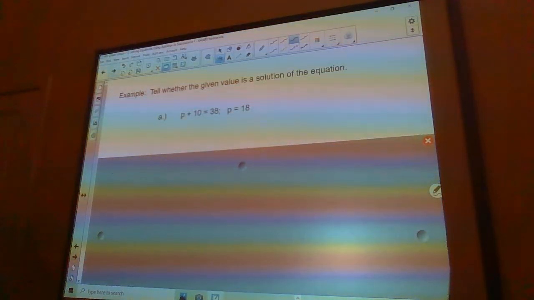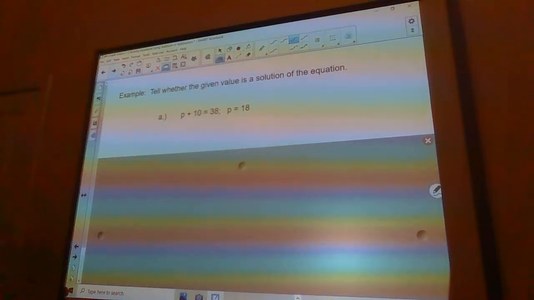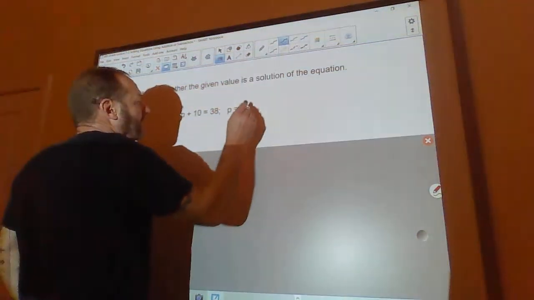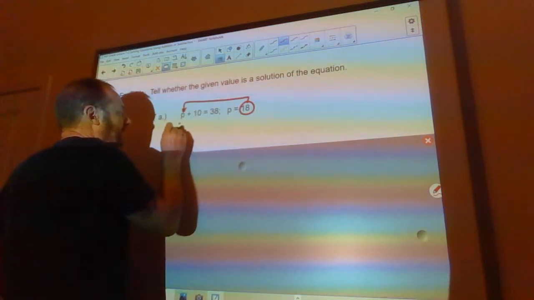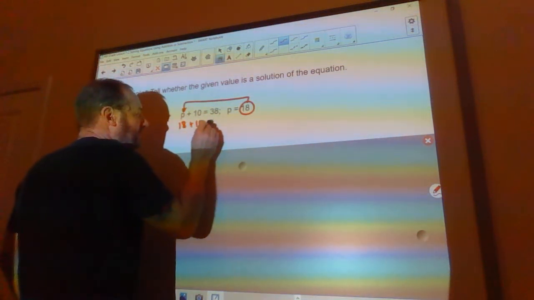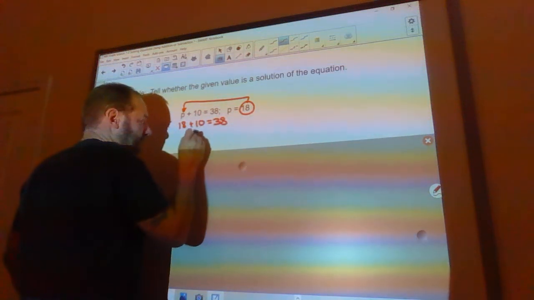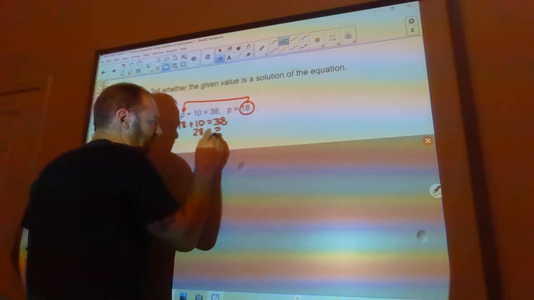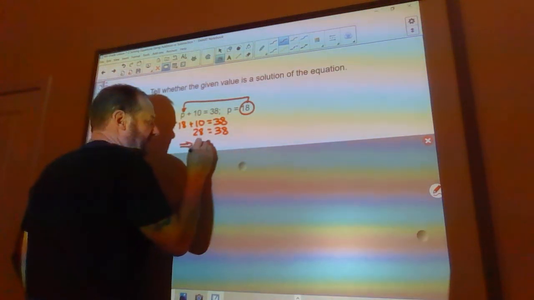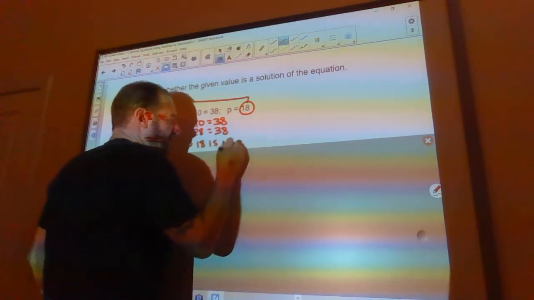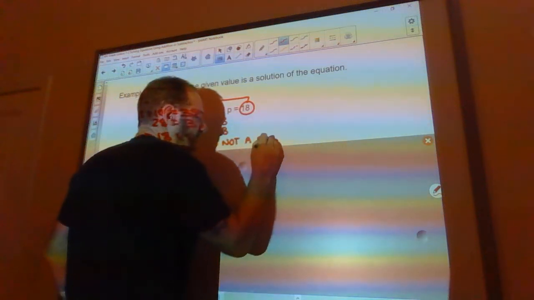Okay, so here's another one. Please tell whether the given value is a solution to the equation. So p plus 10 is 38. On this one, I would take p is 18. I would plug it in here. 18 plus 10 is 38. Well, that's 28. 28 is not equal to 38. So again, this implies 18 is not a solution.